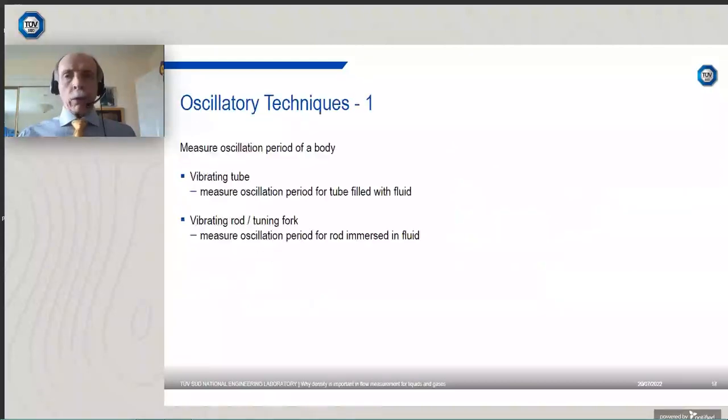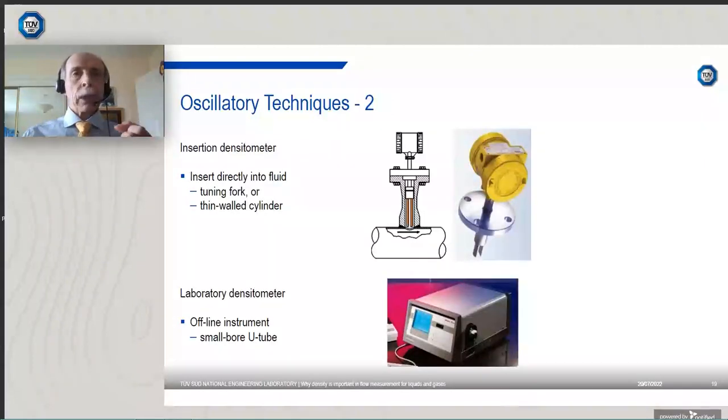So if we want to do something in terms of online, where do we go? Well, oscillatory techniques are the preferred way to go. And that's where we measure the oscillating period of a body. And that can either be a vibrating tube filled with the fluid, or a vibrating rod or tuning fork immersed in the fluid, because there's a fundamental relationship between the frequency of oscillation and the mass either of the rod or of the tube filled with the liquid and density.